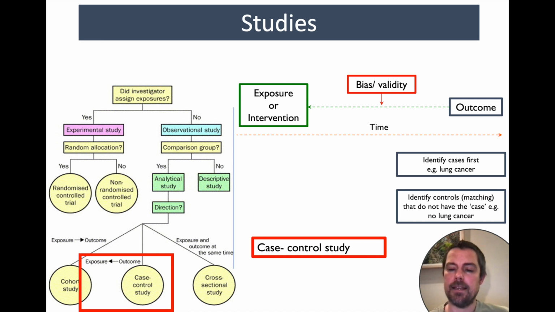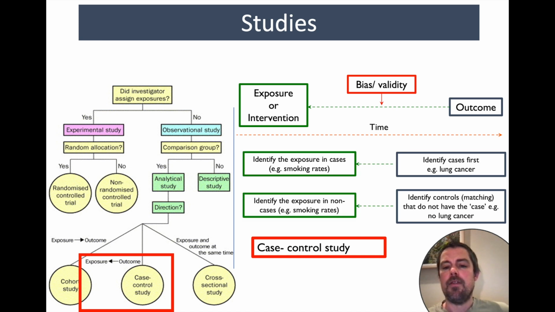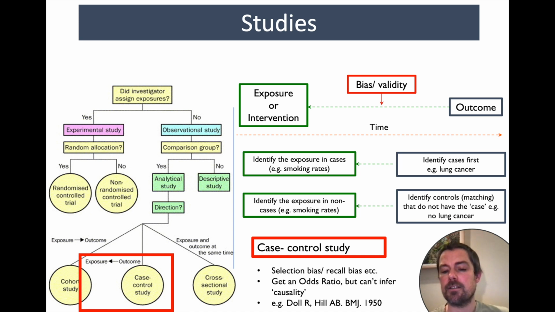And then we go back in time, and we probably through a survey, we ask those patients, did you smoke in the past? So we assess the exposure, which might be smoking in this research question. Then you compare the rates of smoking to lung cancer in both groups, and that's called an odds ratio for a case control study. We can't infer causality, it's only an association. And we can also see there's obvious other biases that impact the validity here.